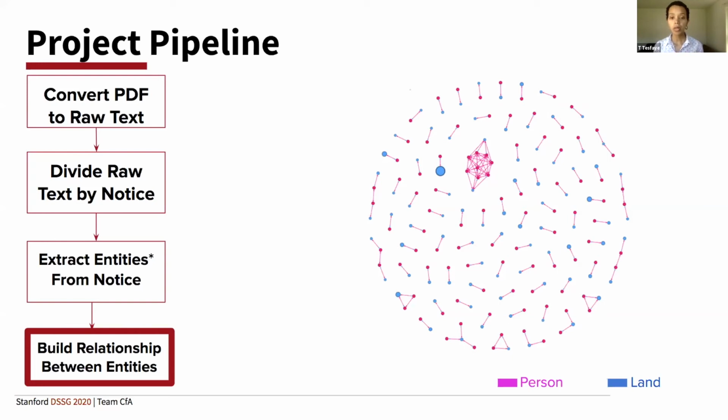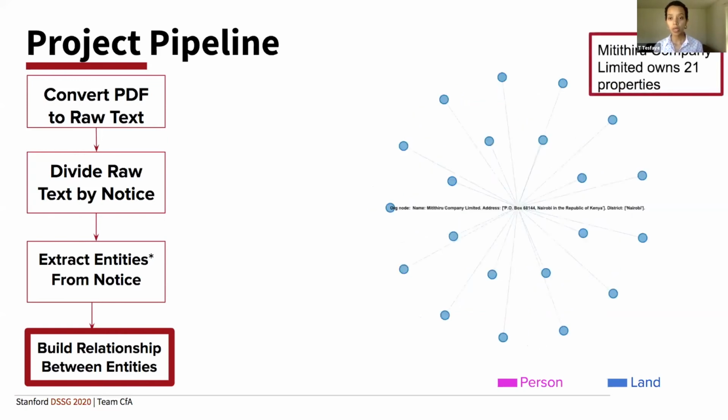mentioned earlier. Once we did this type of visualization, we noticed a concentration in one area and we zoomed into it, which is where we found Mutithuru Company Limited, which apparently owns 21 different properties, which means it has been reissued 21 different land deeds throughout time between 2008 and 2019. This raised an alarm for us because that seemed to be an outlier.